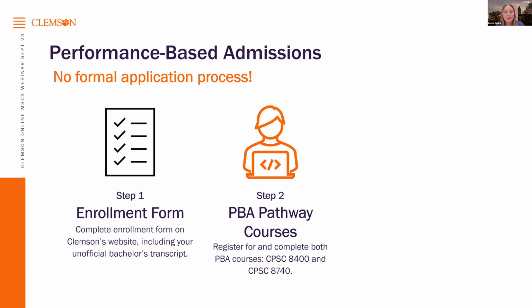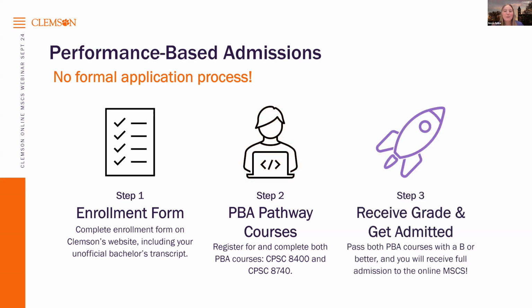So once you enroll in those PBA pathway courses and take those, the next step is just to receive your grade, and as long as you pass both PBA courses with a B or better, you'll receive full admission to the MSCS program. And the really cool thing about this is that those PBA pathway courses do count towards the degree. So you're making progress on that degree as you're doing the PBA pathway courses. Once you're fully admitted, you only have 8 more courses to go. So that is a really super simple process.